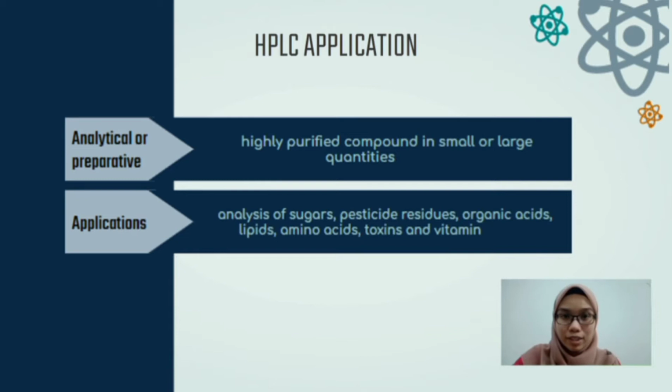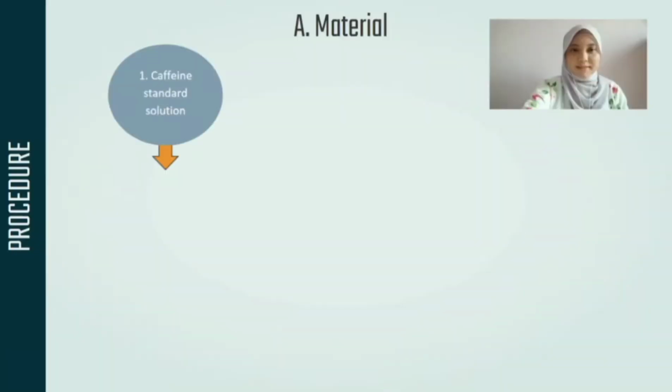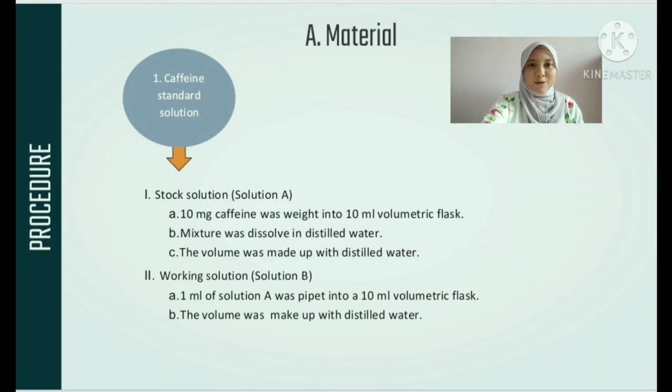Application of HPLC. HPLC can be applied to many compounds with solubility in a liquid, which can be used as a mobile phase. First, analytical or preparative use in highly purified compounds in small or large quantities. Second, the applications of HPLC include analysis of sugars, pesticide residues, organic acids, lipids, amino acids, toxins, and vitamins. Let's proceed to the next part, the procedure of this experiment.